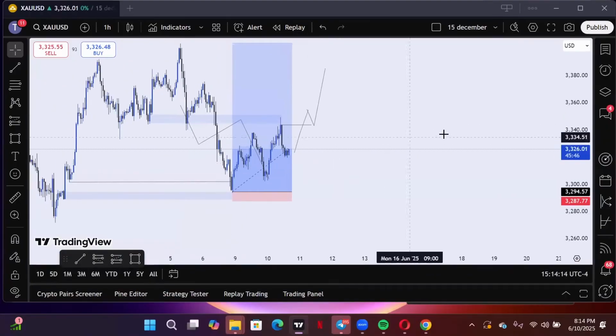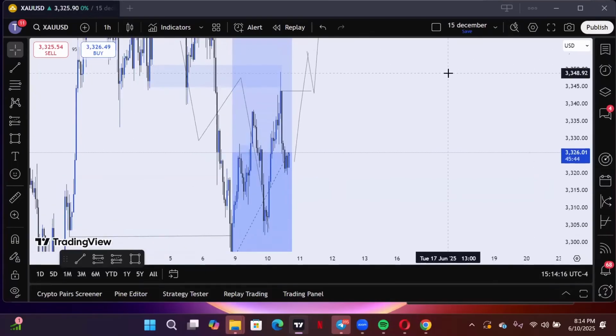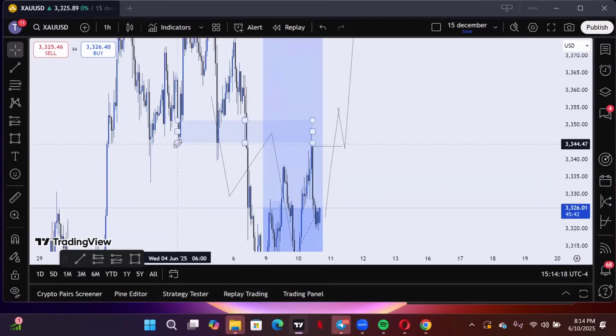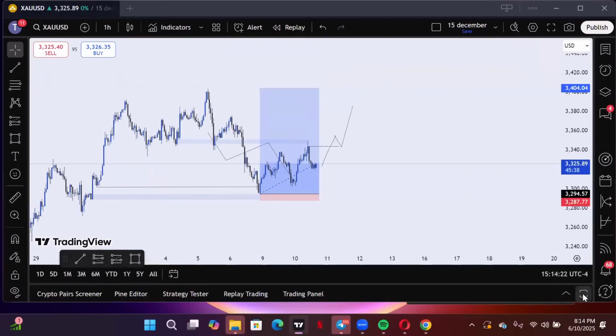So a breaker block is a failed order block. Now there are rules in picking a point of interest that will let you know whether to buy or sell from a breaker, or whether to sell or buy from an order block. Are you guys following me, or can you hear me properly?